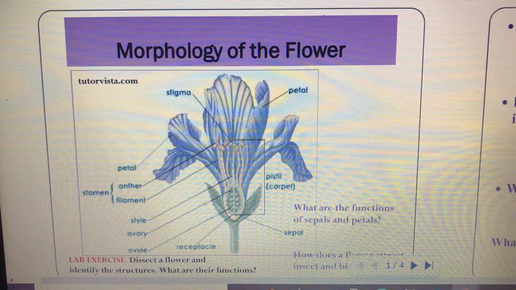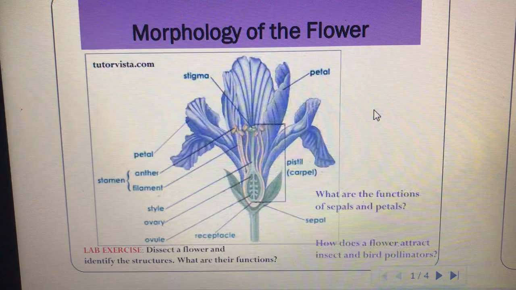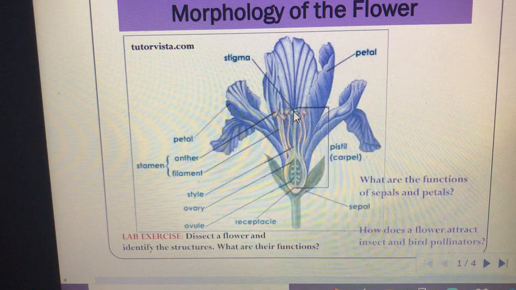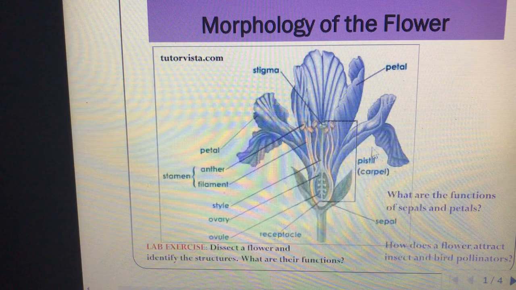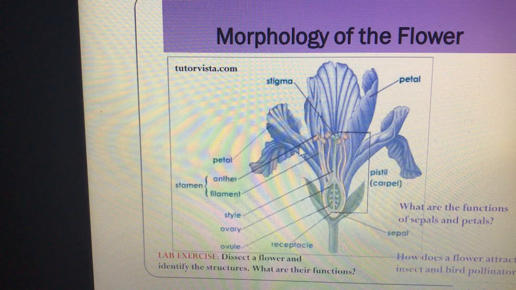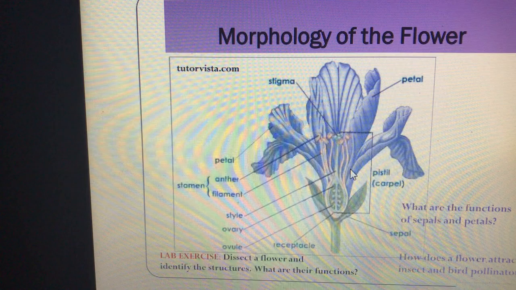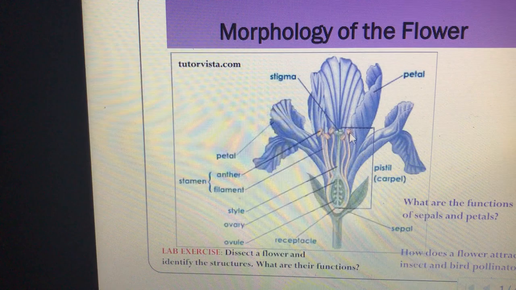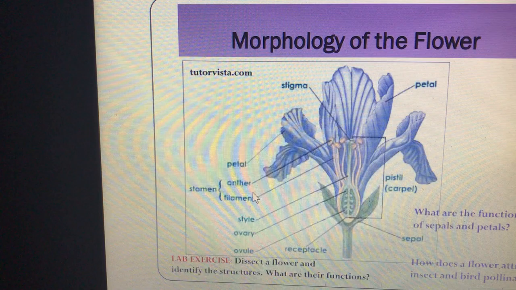This is the morphology of the flower. We have the stigma. This is the petal. We have the pistil and the carpel. We have petal, stigma, the anther. These are the anthers, the filament is here, and both the anther and the filament make up the stamen.